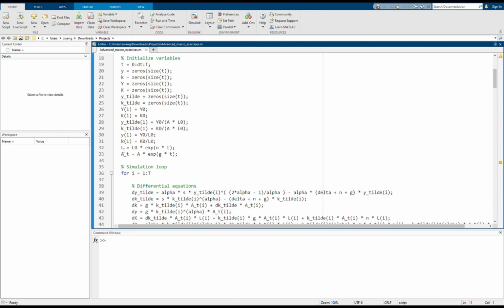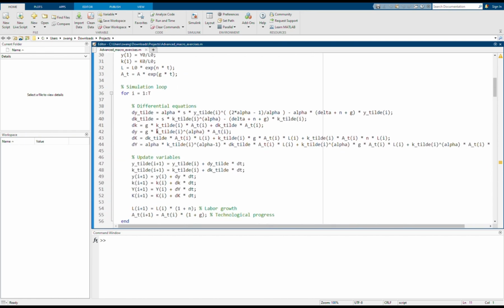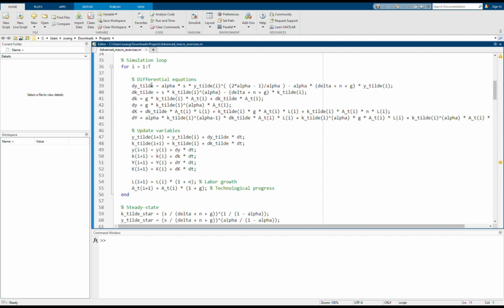We should know that the population is growing at a rate of n, and the technology is growing at a rate of g. Then in the simulation loop, we set the time period from 1 to T, and the differential equations are just what we have seen in the slides. These equations tell us how these variables change over time.